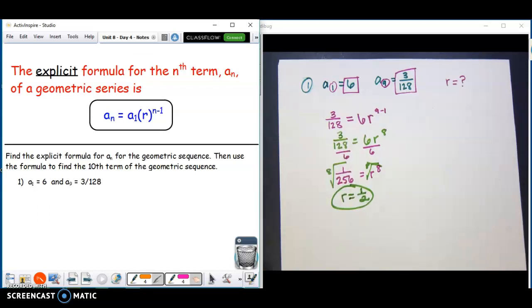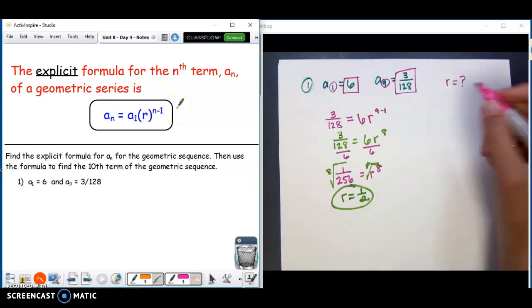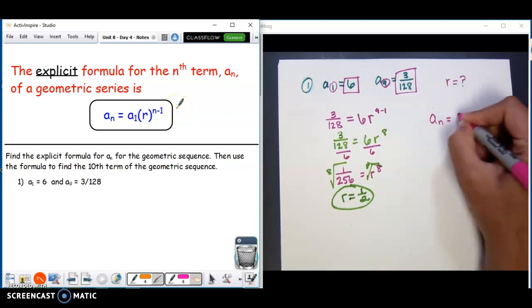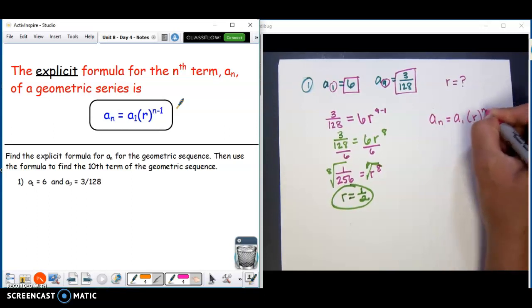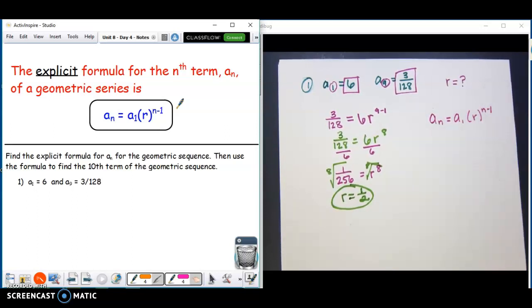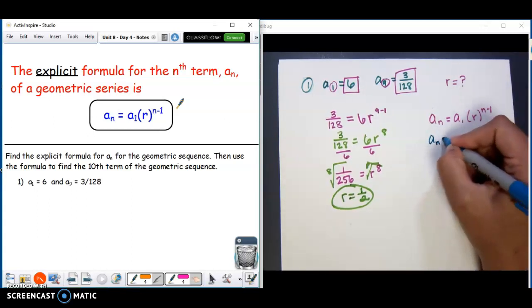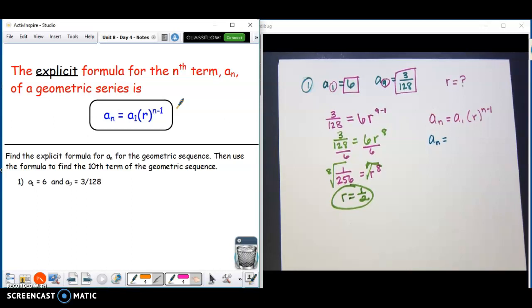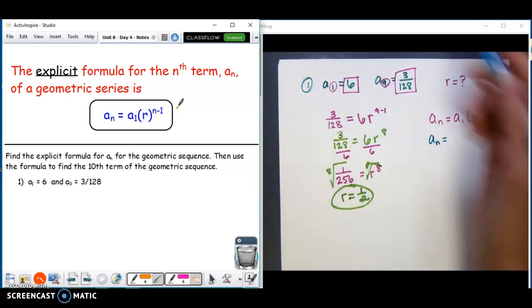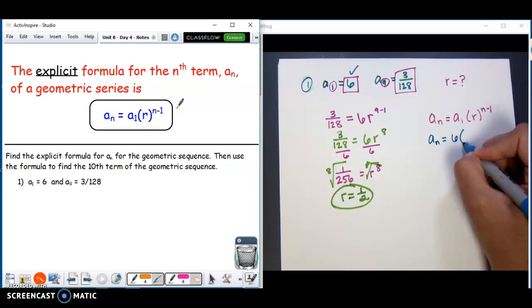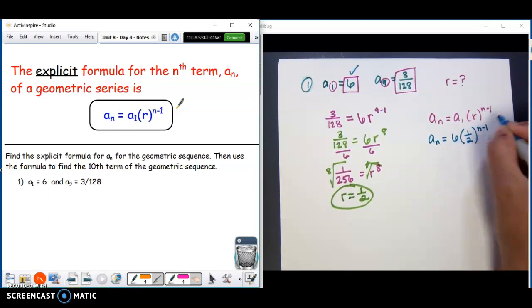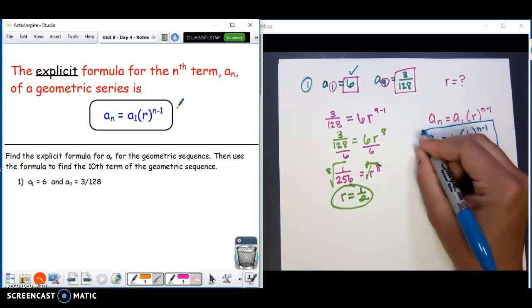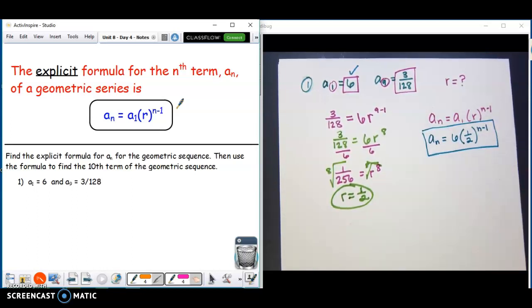Okay, so we are using the explicit formula. You're going to use the formula on your formula sheet, or it's right there at the top of the screen. We're going to be using a sub n equals a sub 1 times r to the n minus 1. Let's just fill in what we have. We want to leave a sub n for our equation. A sub 1, well, they gave us that, they gave us that 6, so we're going to plug in 6. We know the ratio is 1/2, we just figured that out. And we want to keep the n minus 1. So this would be your explicit formula there.